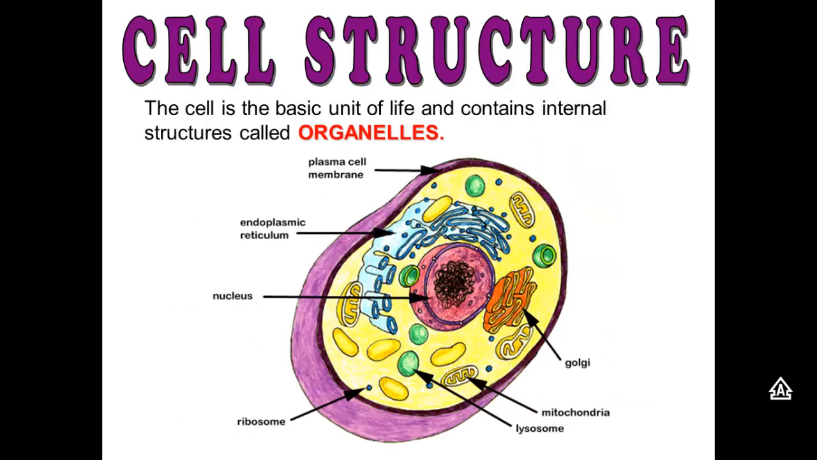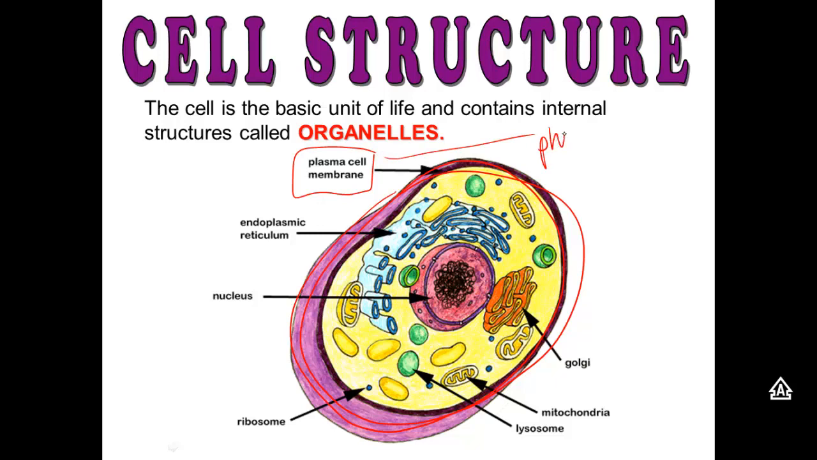We're going to start talking today in this screencast about the plasma cell membrane. This is the membrane that surrounds the cell. It's a dual layer, so it's got two layers. Sometimes you'll see it referred to as the phospholipid bilayer.